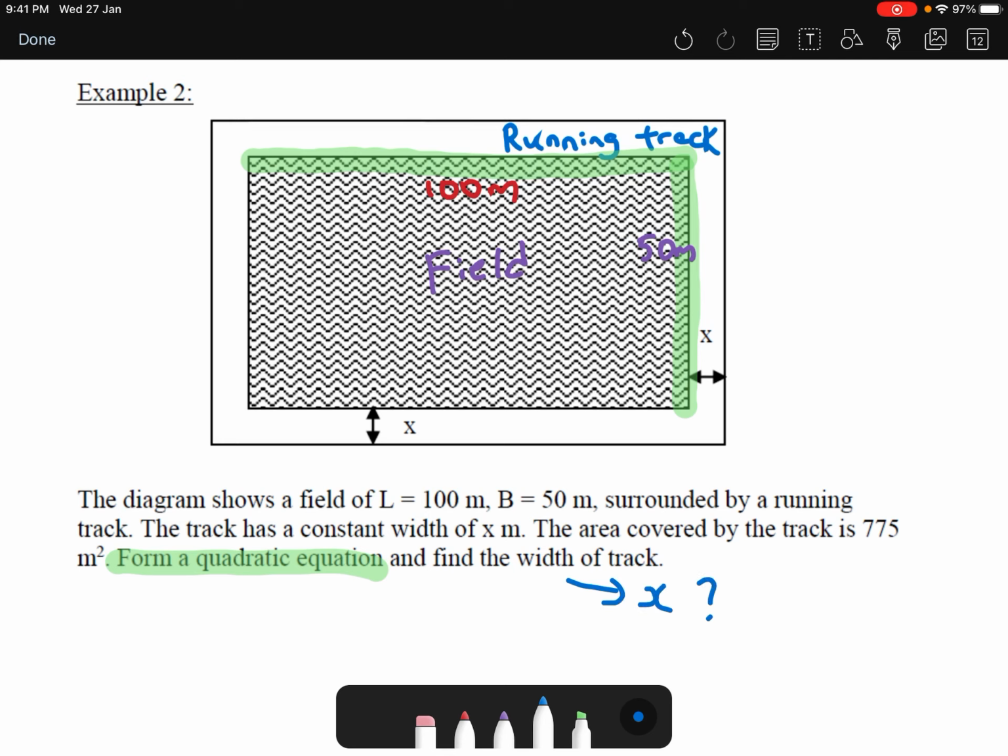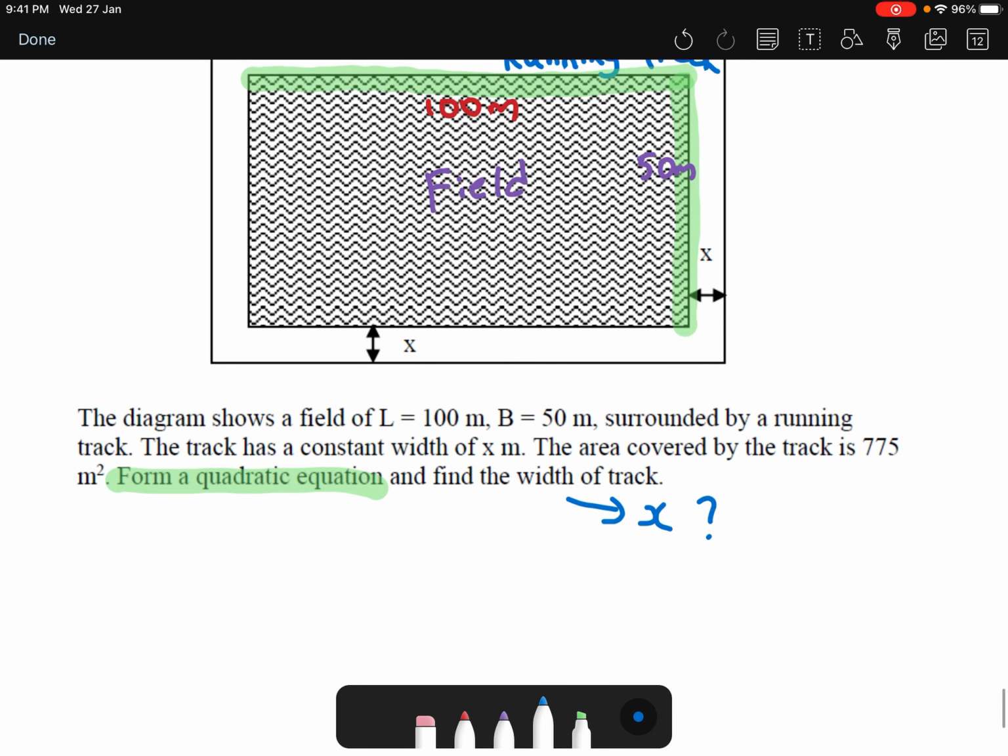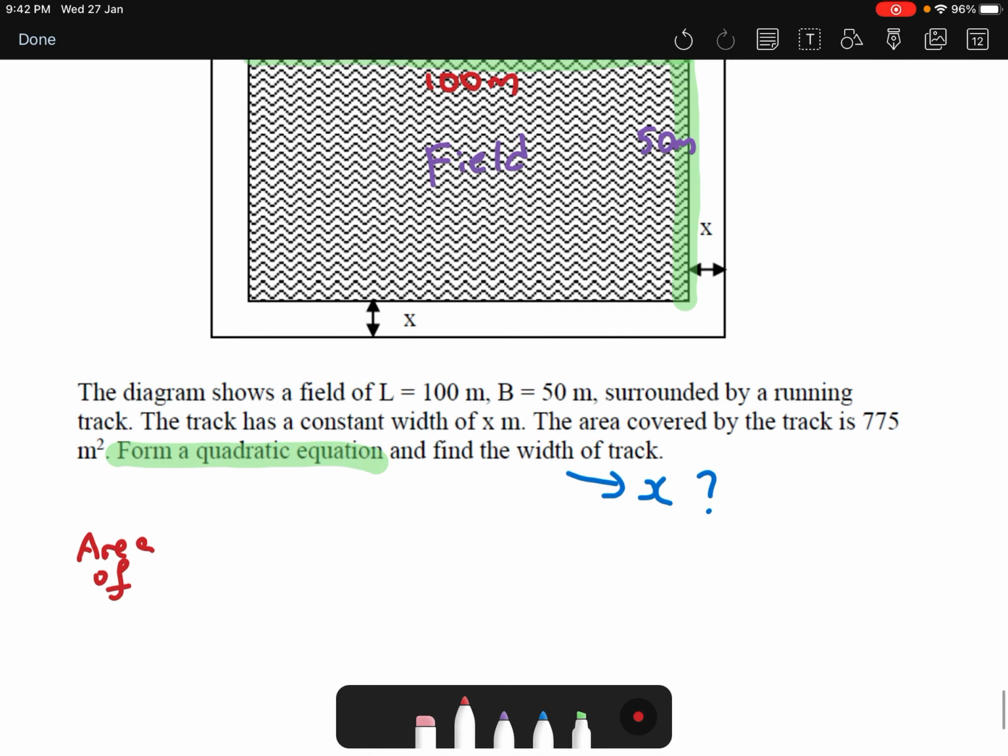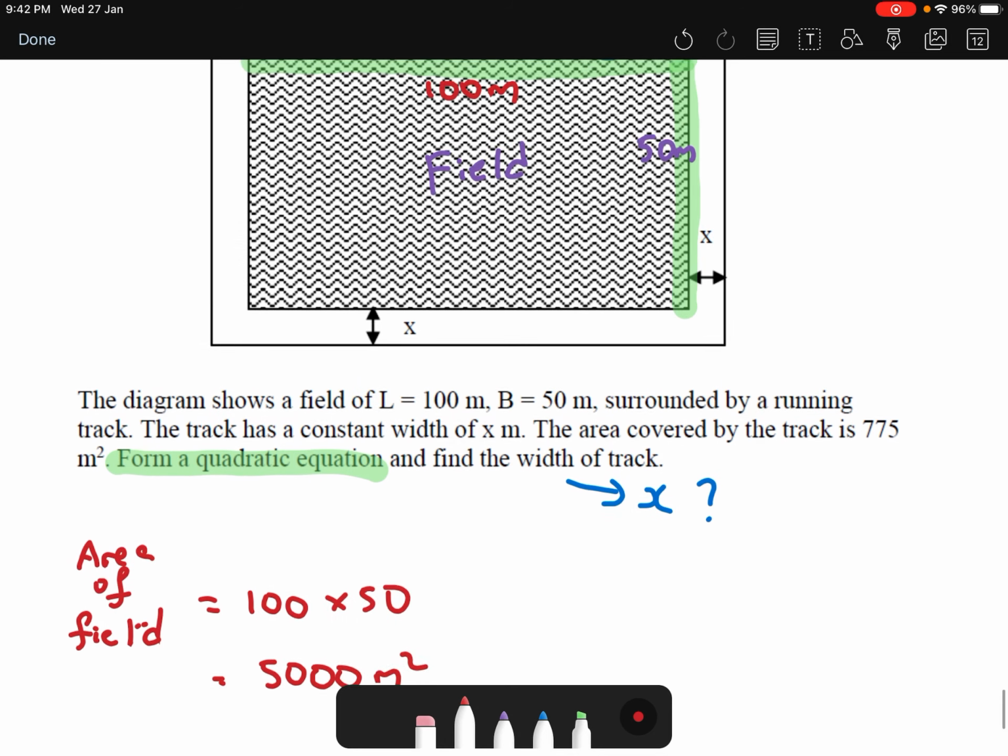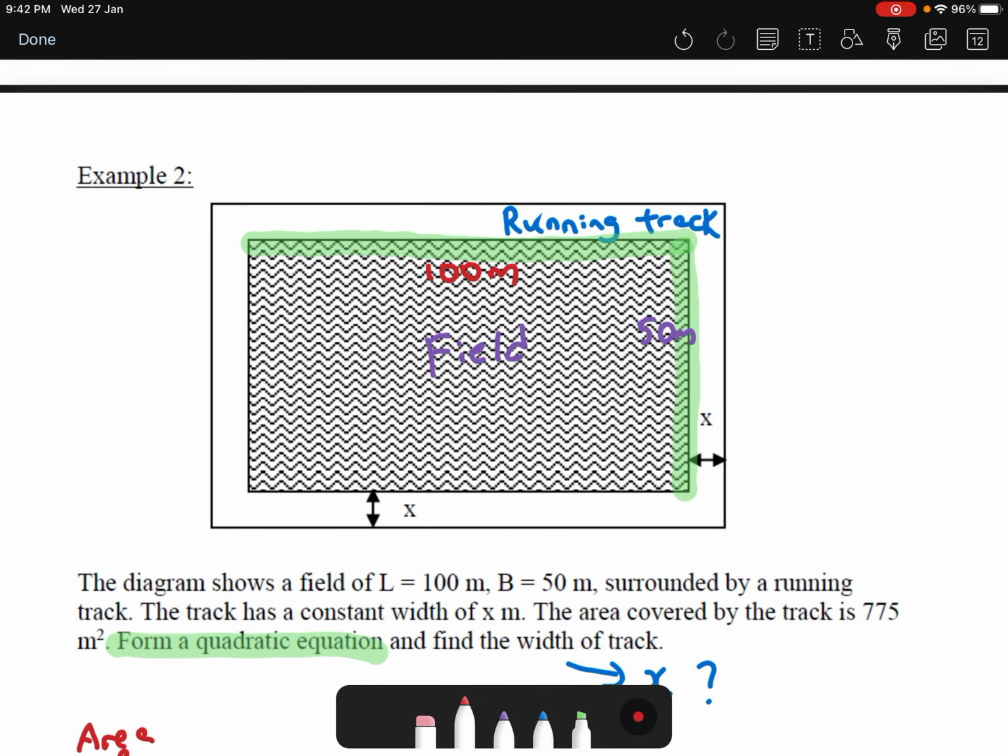First of all, we are told that the field is 100 by 50, right? So find the area of the field first. Area of field is equal to 100 times 50, equal to 5,000 meters squared. And the track has a constant width x. So we just find the area of the big rectangle. The field is a small rectangle, the whole thing is a big rectangle.